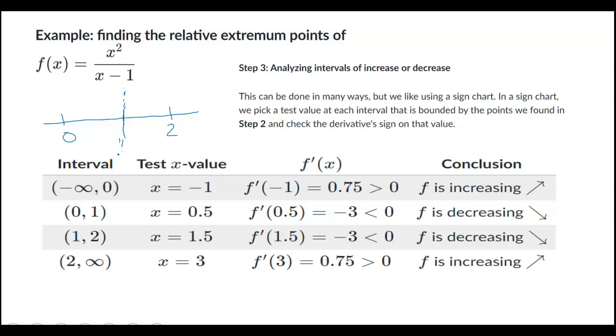All right, so you have 0, 1, and 2 as your critical points. You need to plug in test points around them. So that's where this -1, the 0.5, the 1.5 come in.